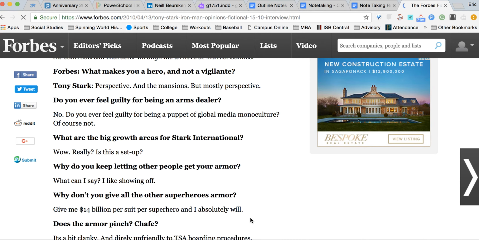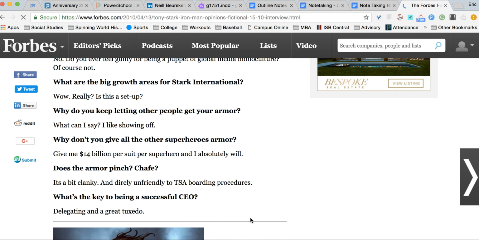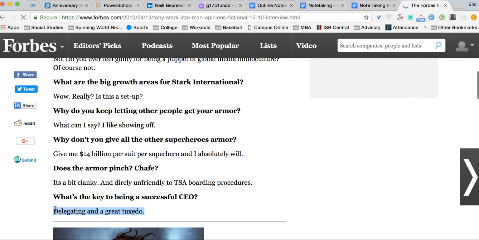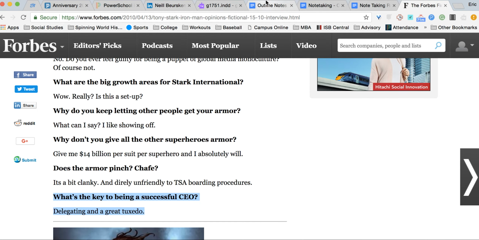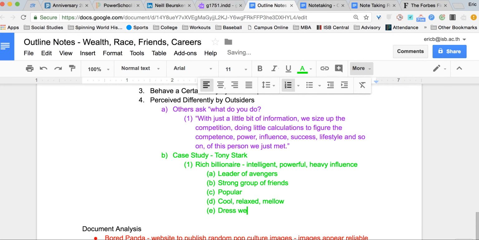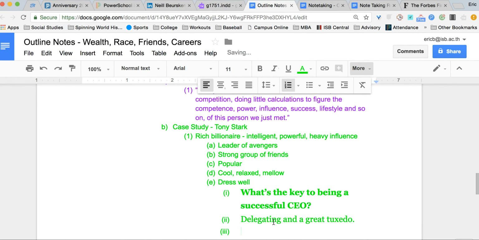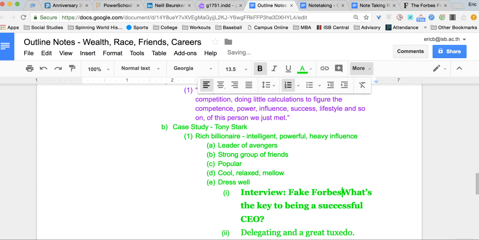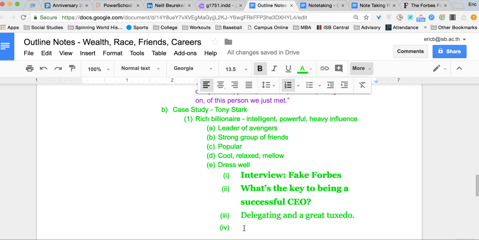Okay, so what's the key to being a successful CEO? Delegating in a gray tuxedo. Okay, I guess I could put that in. So I say they can dress well. And this could be an interview. Fake Forbes. I can put this in quotes.